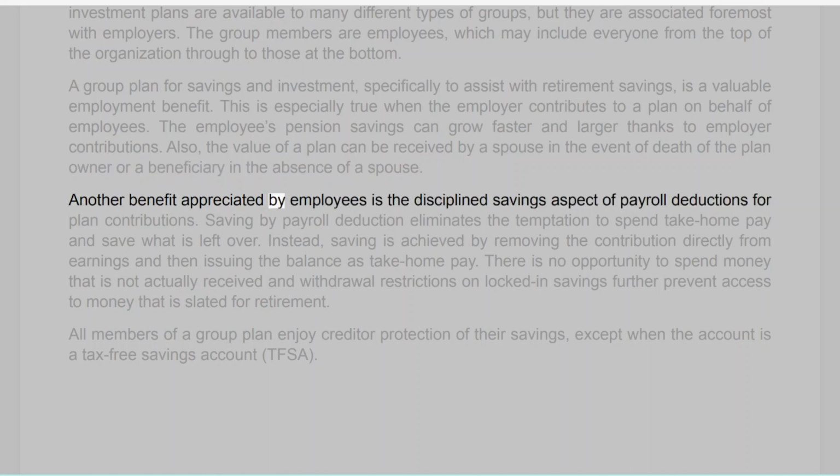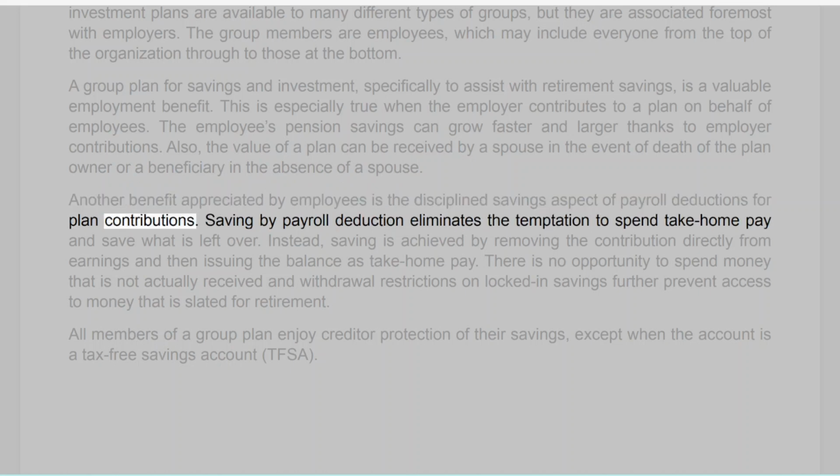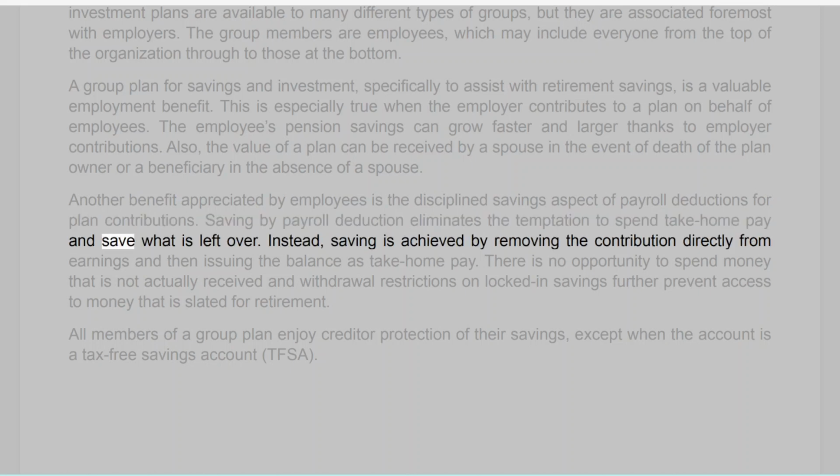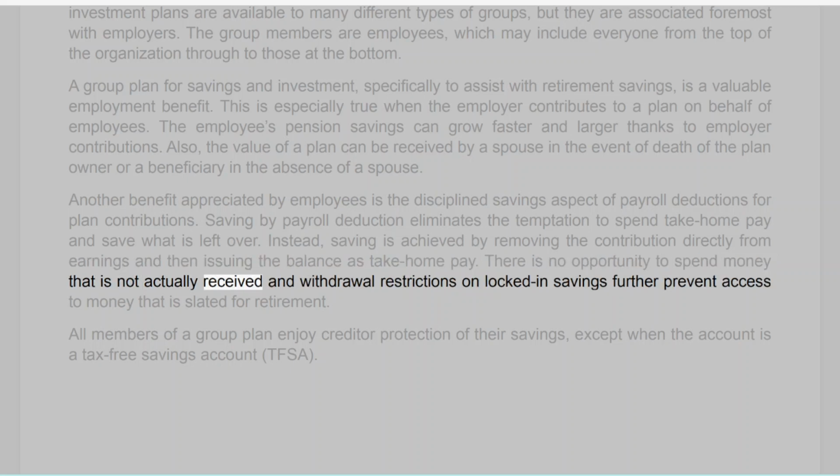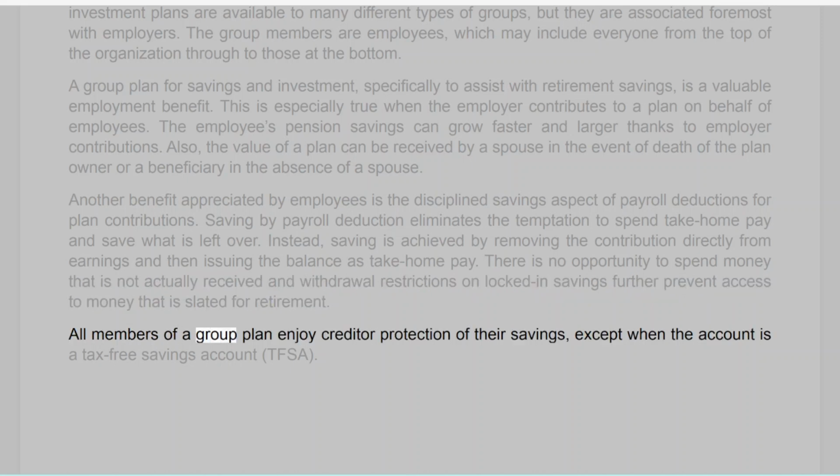Another benefit appreciated by employees is the disciplined savings aspect of payroll deductions for plan contributions. Saving by payroll deduction eliminates the temptation to spend take-home pay and save what is left over. Instead, saving is achieved by removing the contribution directly from earnings and then issuing the balance as take-home pay. There is no opportunity to spend money that is not actually received, and withdrawal restrictions on locked-in savings further prevent access to money that is slated for retirement. All members of a group plan enjoy creditor protection of their savings, except when the account is a tax-free savings account, TFSA.